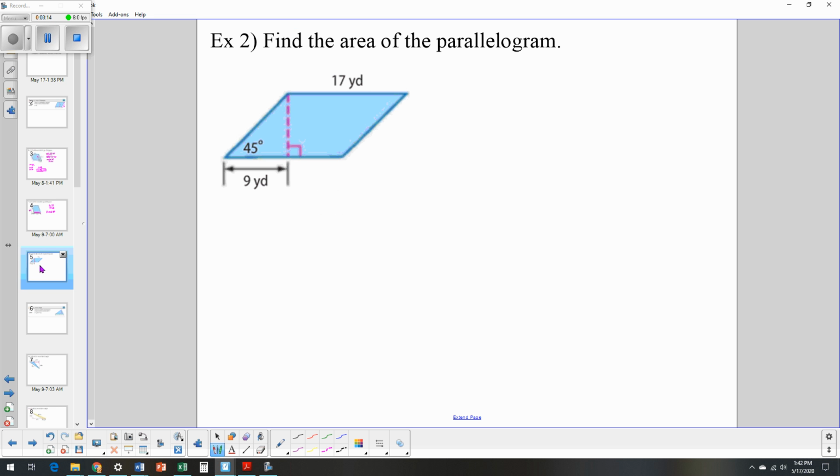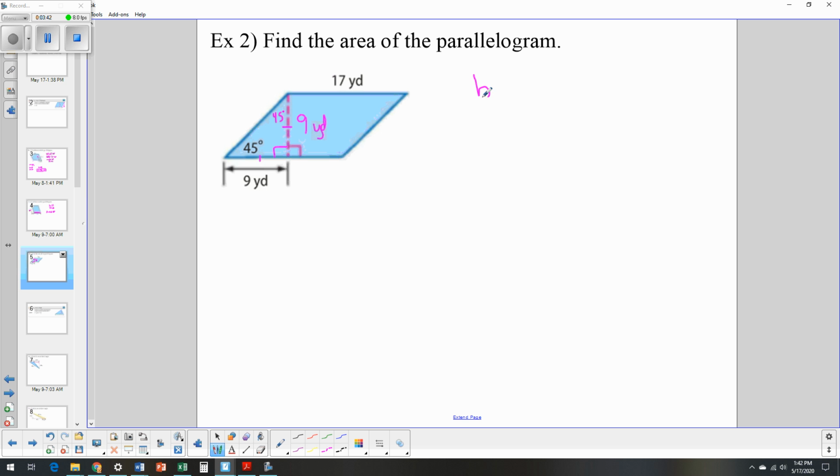We'll do one more example of a parallelogram, but this is even harder because we have to think back to Chapter 8. I know Chapter 8 was a really long time ago. They give us a 45, 45, 90 triangle. And if you recall, 45, 45, 90 triangles are isosceles right triangles. So whatever this length is here, it's also here. So I know since this is 9 yards, this is 9 yards, so now I have my height.